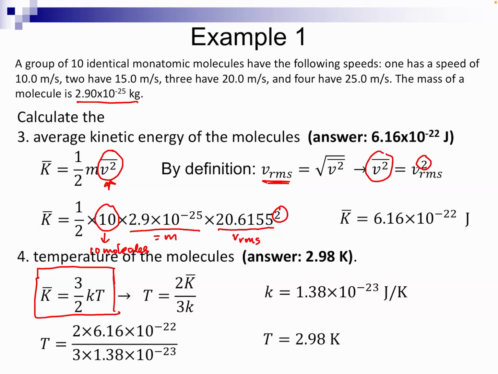All right, are we happy with this example, how we solve for especially distinguishing average speed and RMS speed and getting the kinetic energy, average kinetic energy and temperature from there? Okay, good.